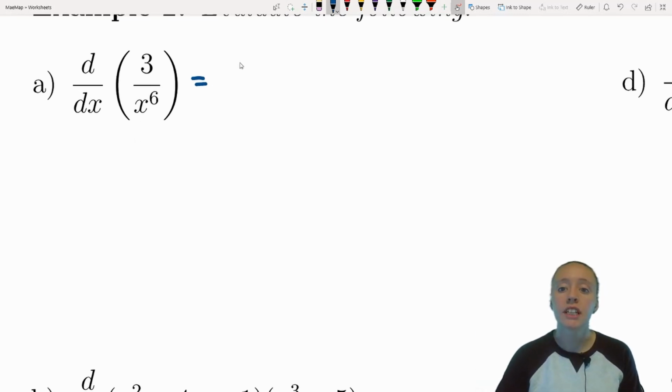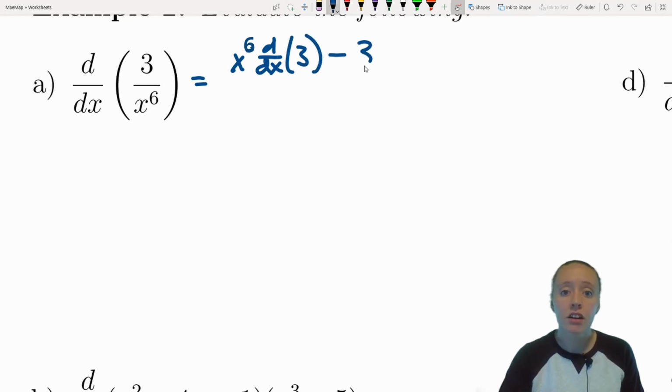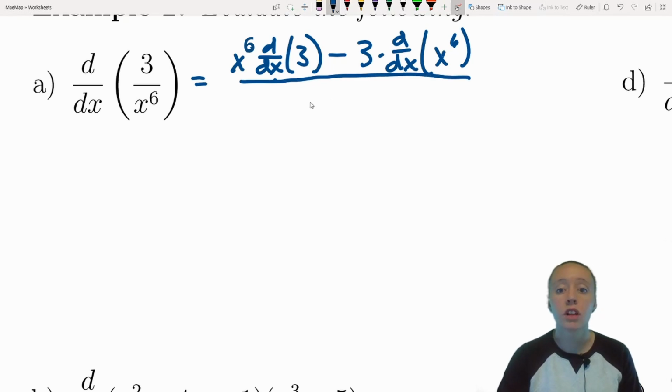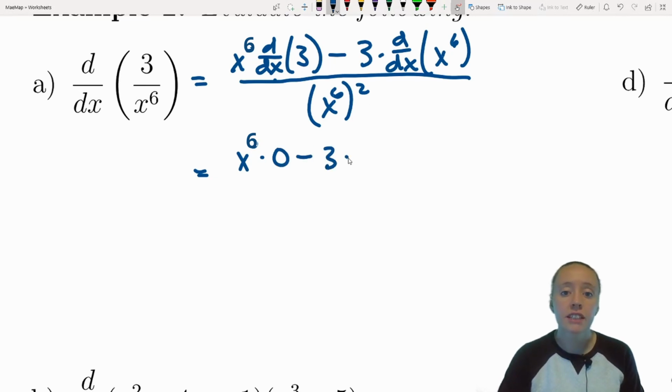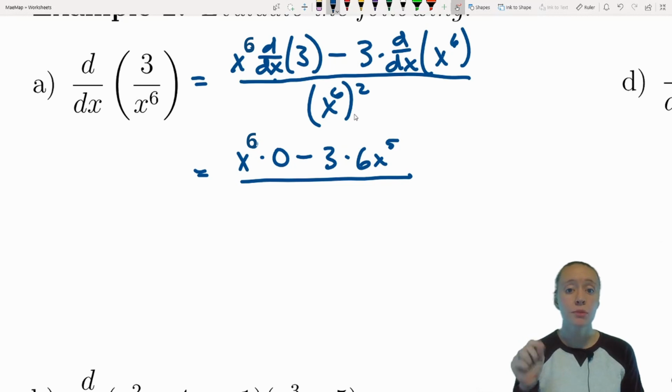Quotient rule. We're going to get x to the 6th times the derivative with respect to x of 3 minus high, 3, times the derivative with respect to x of our low, all over low squared, x to the 6th squared. Simplifying this down, we'll get x to the 6th times 0 minus 3 times the derivative of x to the 6th, which is 6x to the 5th, and that's all over x to the 6th squared. Algebra, multiply those exponents, so x to the 12th.